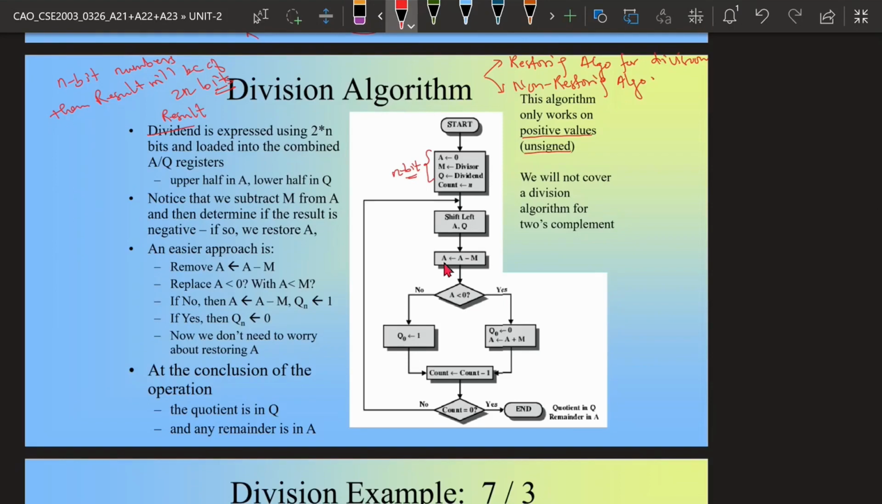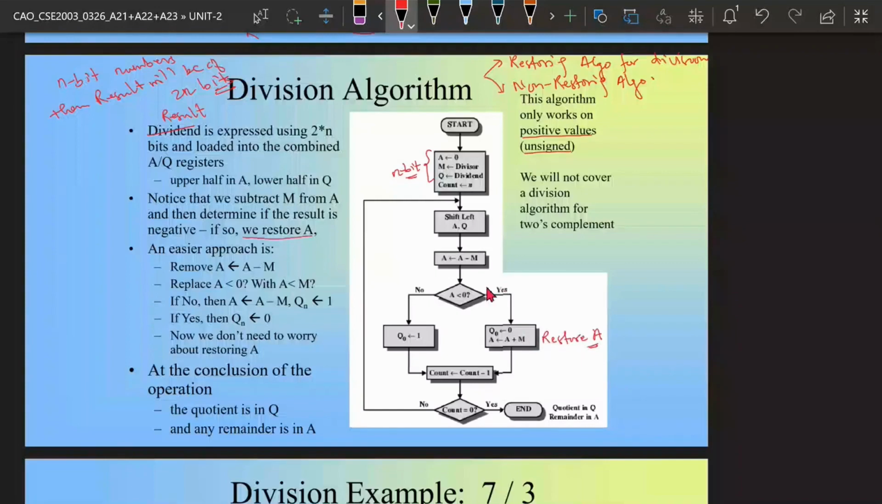In that case, if it is correct, then we make the Q0 bit 0, and we do A plus M. Initially we subtracted M from A, that is A minus M, and now again we are doing A plus M. So initially we have subtracted M from A, but now we are adding M back to A. So we are basically restoring the A register.